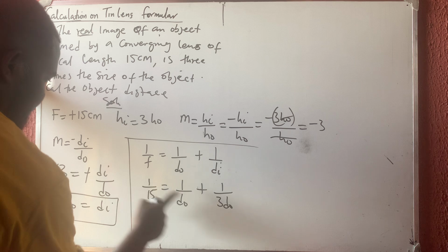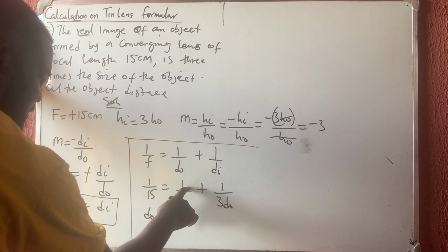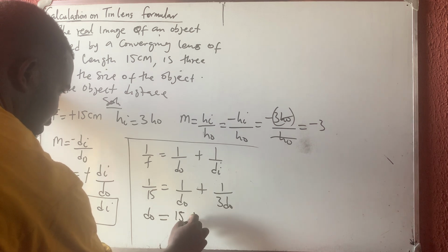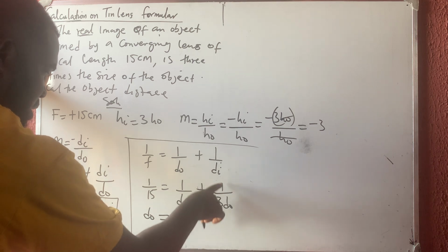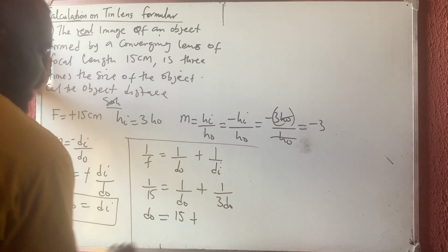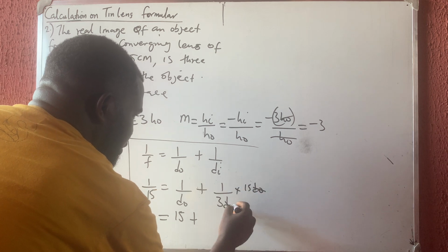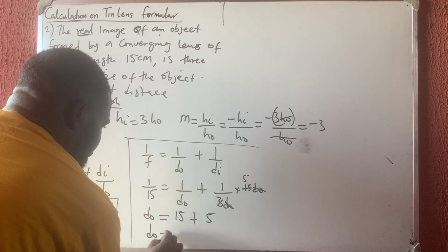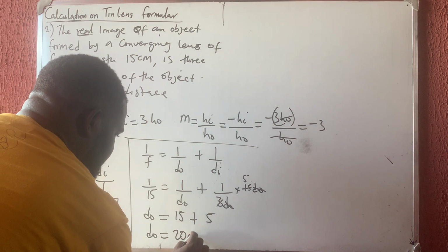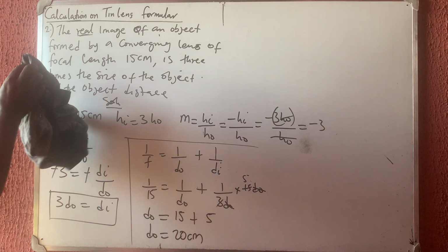If I multiply everybody by 15DO, 15DO times 1 over 15 gives me DO. Plus 15DO times 1 over 3DO: DO cancels DO, and I have 5. So therefore, my DO is this plus this, which gives you 20 cm. So the distance of the object from the lens is 20 cm. Very, very simple to calculate.